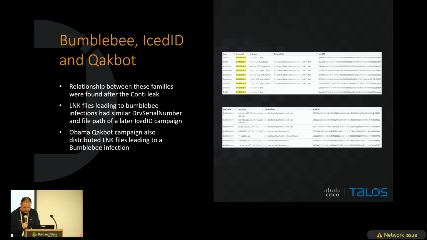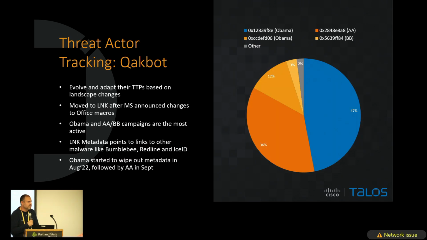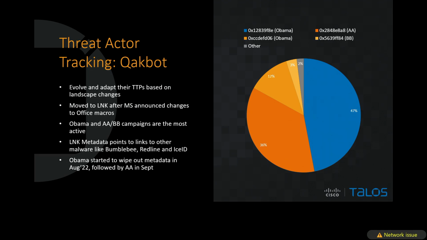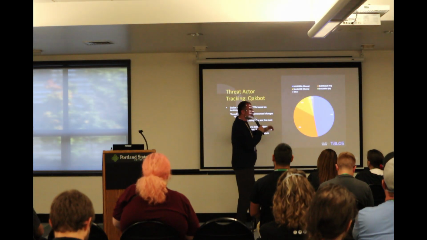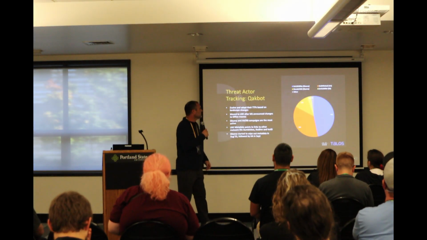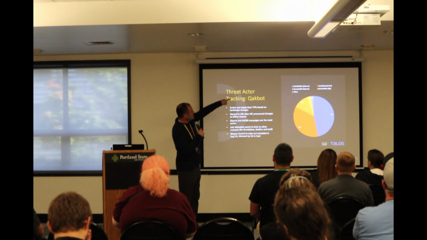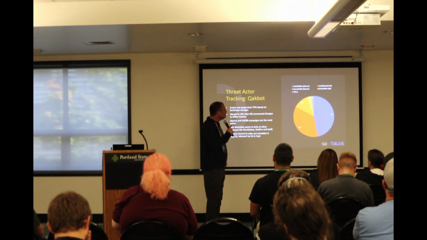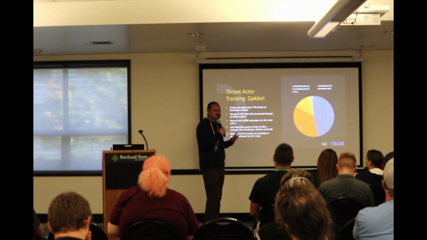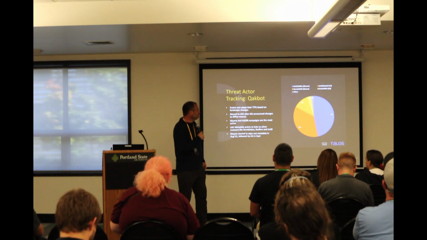And then we had this huge gap in link file metadata. Oh yeah, sorry, here I was getting ahead of myself. Here is an example of the data that I have. You can see here the serial numbers. These are just a couple of examples. I have more for the same botnets related to Obama, and then there are the ones related to AA and BB, which were basically the same groups.